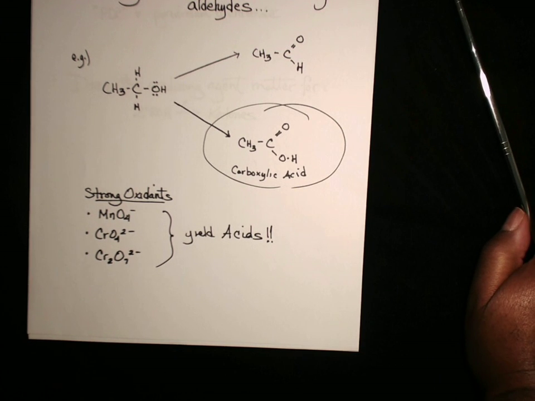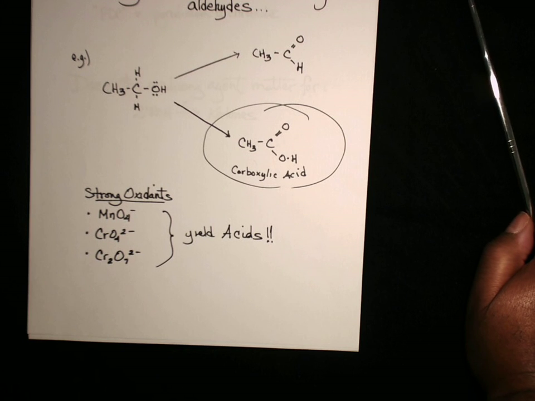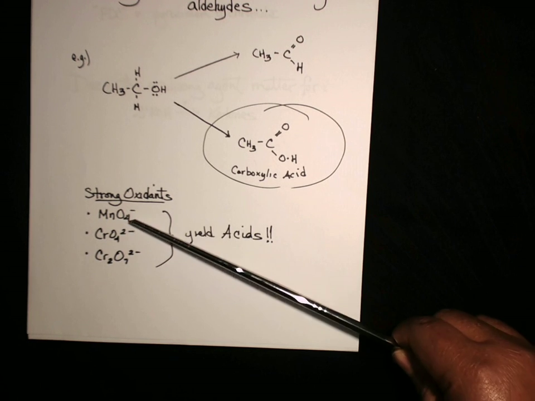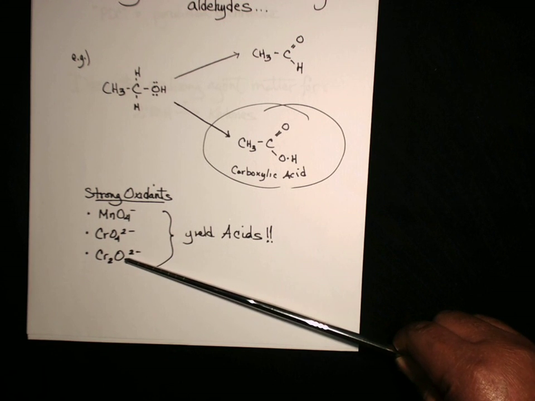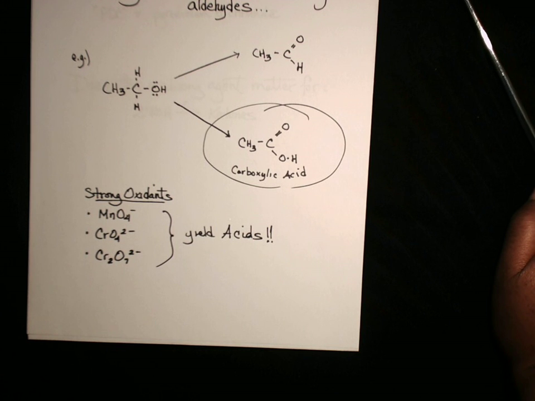So what's the catch? Why do I get an aldehyde in one case but a carboxylic acid in the other? Could it be the type of oxidizing agent being used? And the answer is absolutely. Typically, if you have a primary alcohol and you use a strong oxidizing agent, for example, permanganates, chromates, dichromates, you're going to get an acid. You're going to go straight to carboxylic acid.